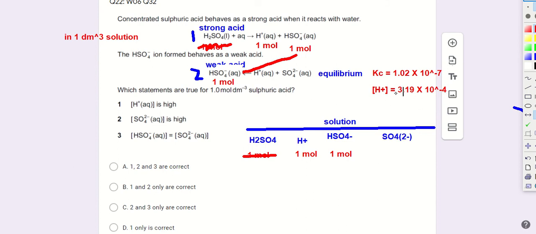Okay, now see this 1 mole. I said I did some calculation earlier. So at the end, this 1 mole of hydrogen sulfate ion will dissociate and give us 3.19 times 10 to the power negative 4 mole of hydrogen ion. Right, 1 hydrogen sulfate ion will dissociate and give us 1 H plus and 1 sulfate ion. So this one also has the same concentration, same amount.